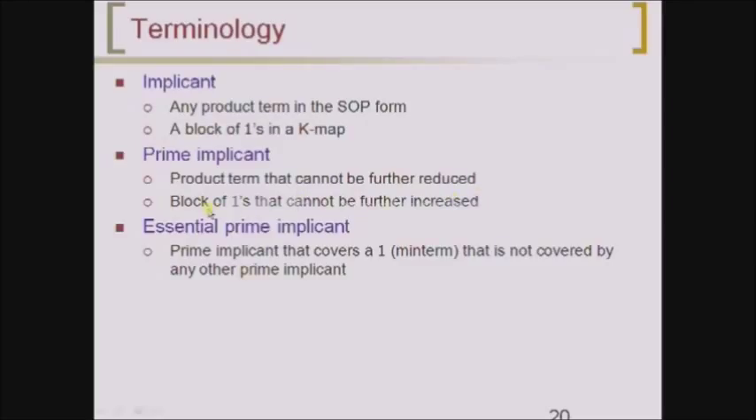So a maximum sized implicant is nothing but a prime implicant. So, blocks of ones that cannot be further increased. As I told you, if we are not able to reduce it further, then that particular implicant is called a prime implicant. Essential prime implicant: a prime implicant that covers a one minterm that is not covered by any other prime implicant. So if there is any prime implicant that is not covered by some other prime implicants, then that PI is called an essential prime implicant.